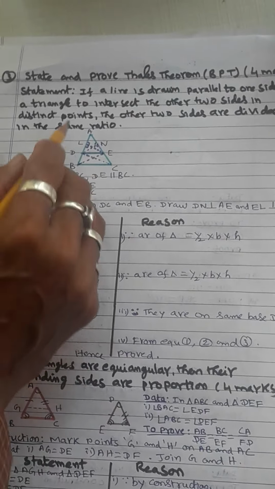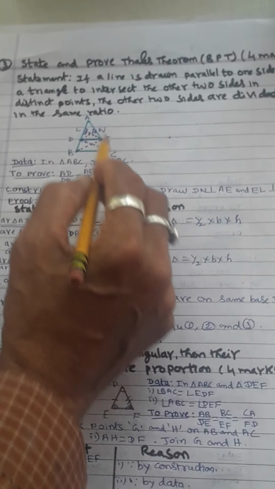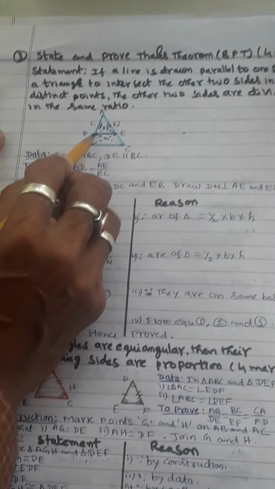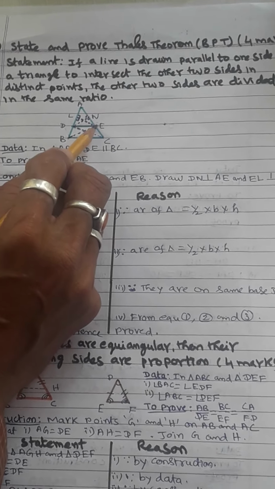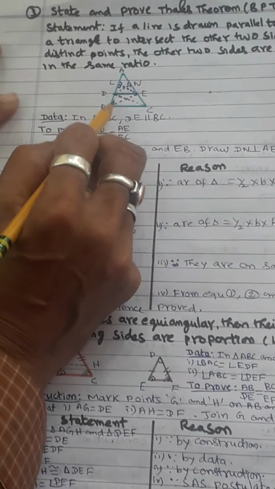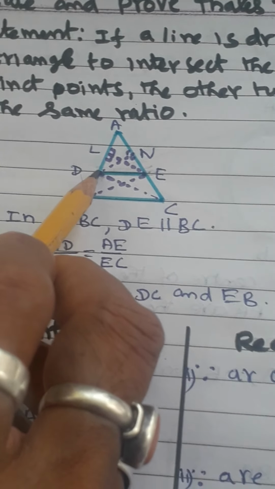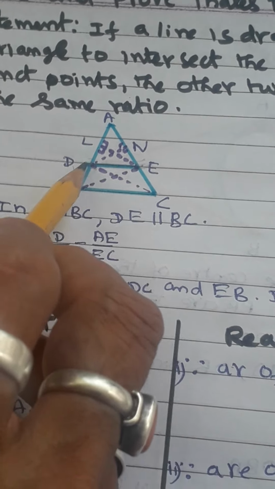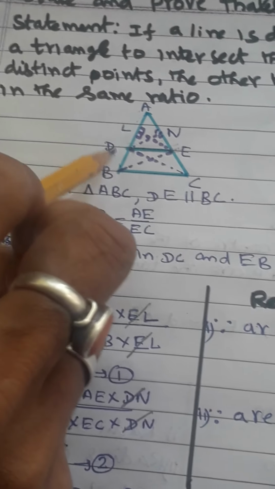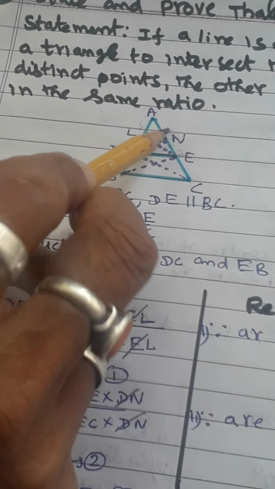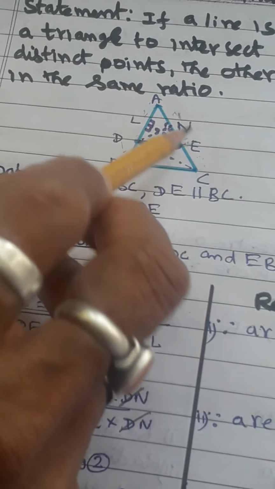Now I will explain the theorem statement. See, triangle ABC is there. Now you draw any line parallel to BC. Once you draw it, that parallel line will intersect the two sides, touching at one point D and another point E. Then these two sides are divided proportionally. That is what the theorem says.